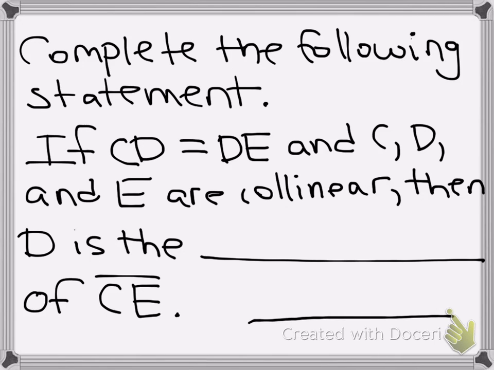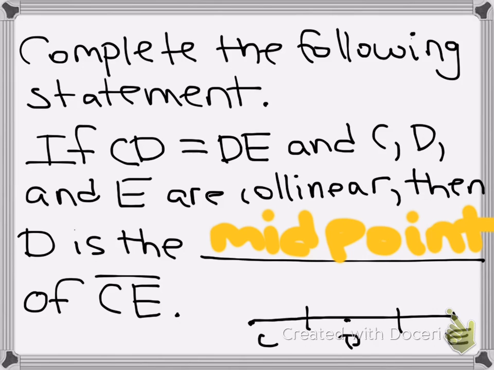we have 3 points, C, D, and E, which are collinear. So they're on the same line. And it's asking us what D would be. So since D is in the middle of CE, and it's saying that CD is equal to DE, we could say that D, point D, is the midpoint of this line.